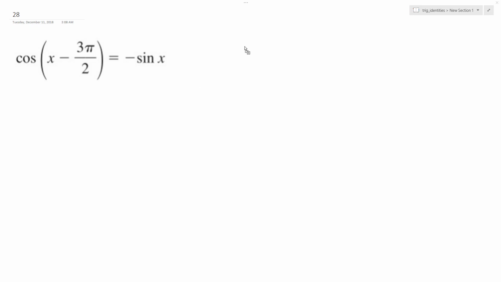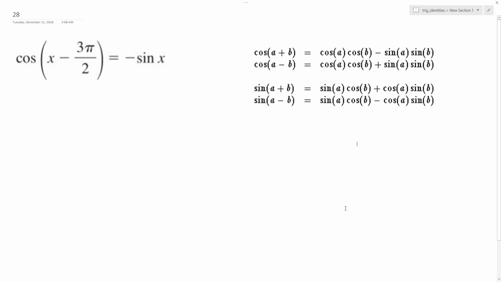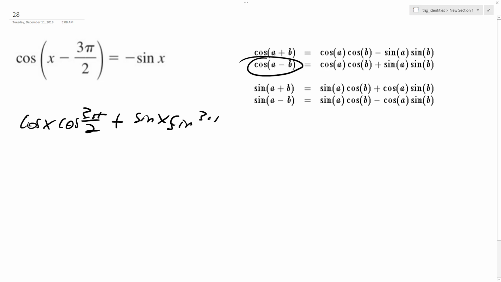All right, so we want to verify the following trig identity. So to do that, I'm going to follow the trig addition subtraction rules here. So I'm going to use this. So I'm going to have cosine x cosine 3 pi over 2 plus sine of x sine of 3 pi over 2.